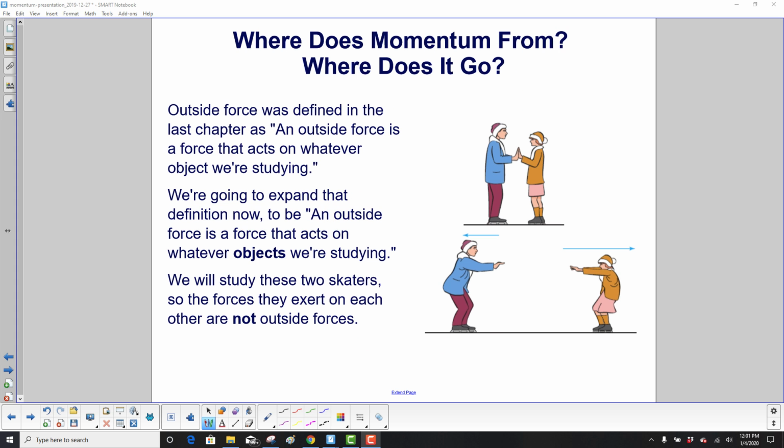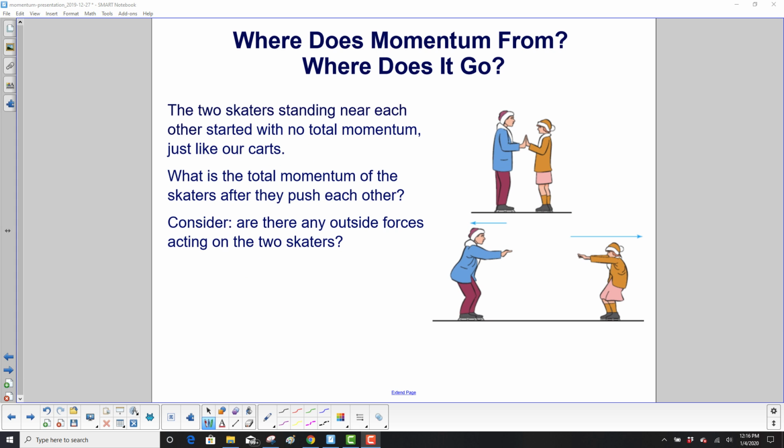Where does it go? Outside force was defined as a force that acts on whatever object we're studying. And in this case, the object we're studying is the pair of skaters. So we're expanding the definition to an outside force is a force that acts on whatever objects we're studying. And another name for that, which you'll see in probably your next physics course, is a system. We have a system of objects. So let's study these two skaters. So the forces they exert on each other are not outside or external forces. They are inside or internal forces.